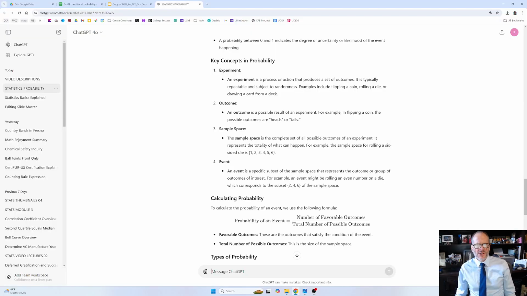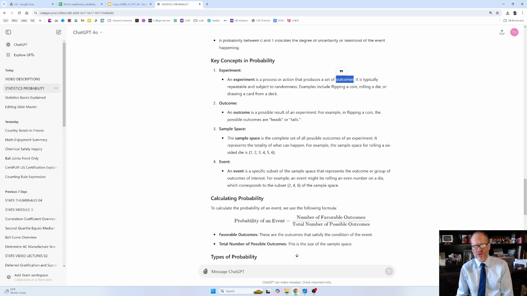All right, now we're going to jump into terminology related to probability. These are the key concepts in probability, the statistics of probability. And there's some terminology we need to learn here. The terminology is experiment, outcomes, sample space, and event. An experiment is a process or action that produces a set of outcomes. So rolling a dice or flipping a coin, that would be an experiment.